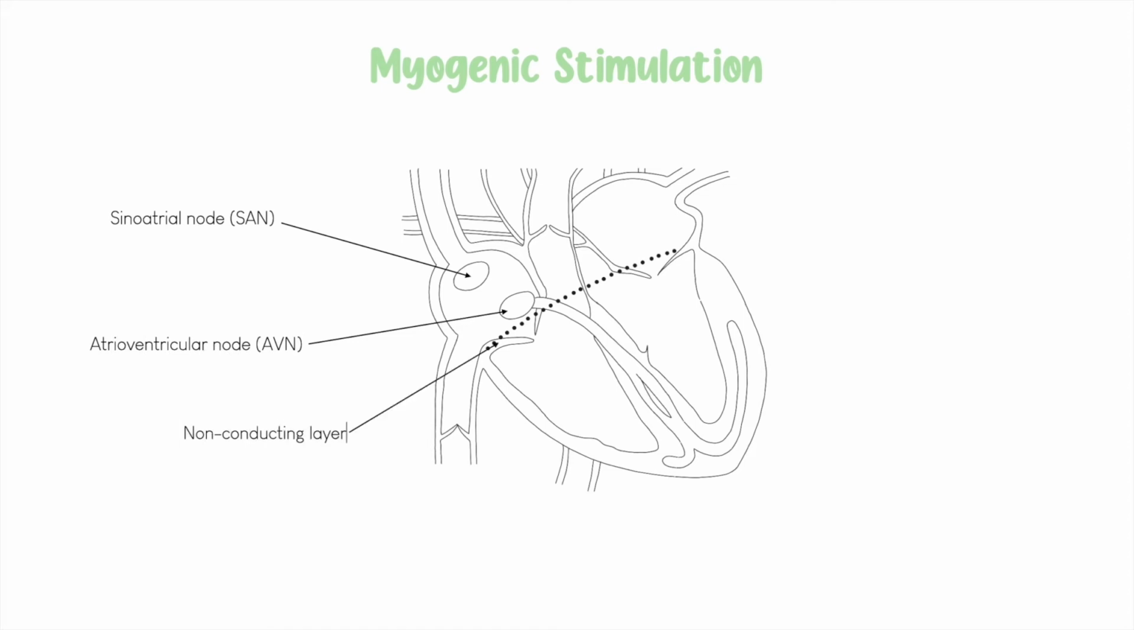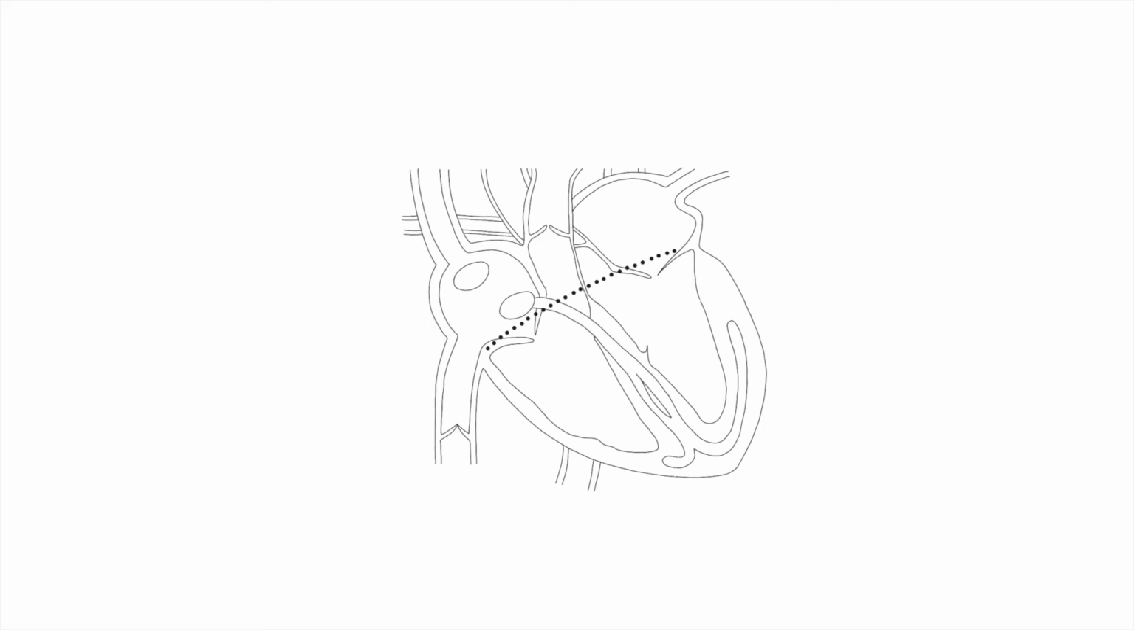That little dotted line is the non-conducting layer. This section here is the bundle of His, which splits into Purkinje fibers. And then the tip of the heart is called the apex. So this is the steps.